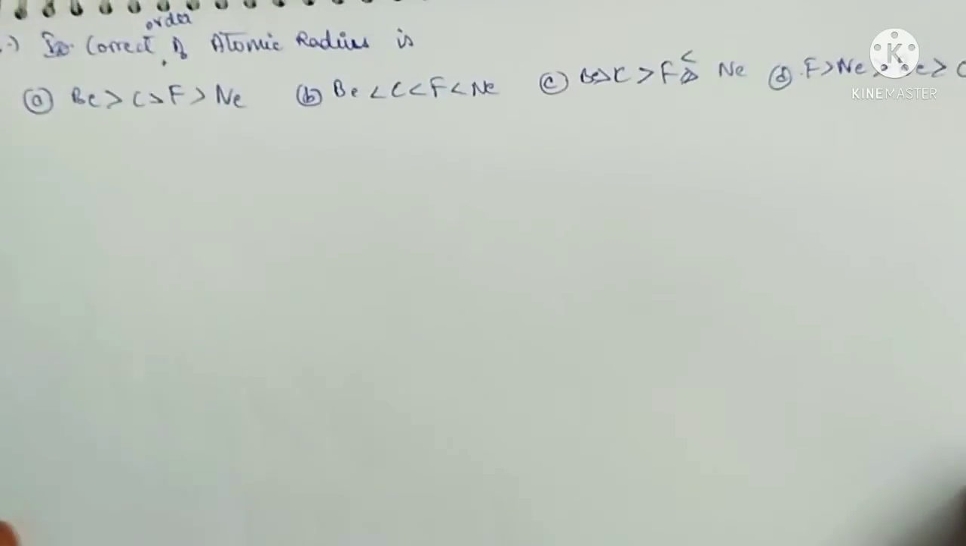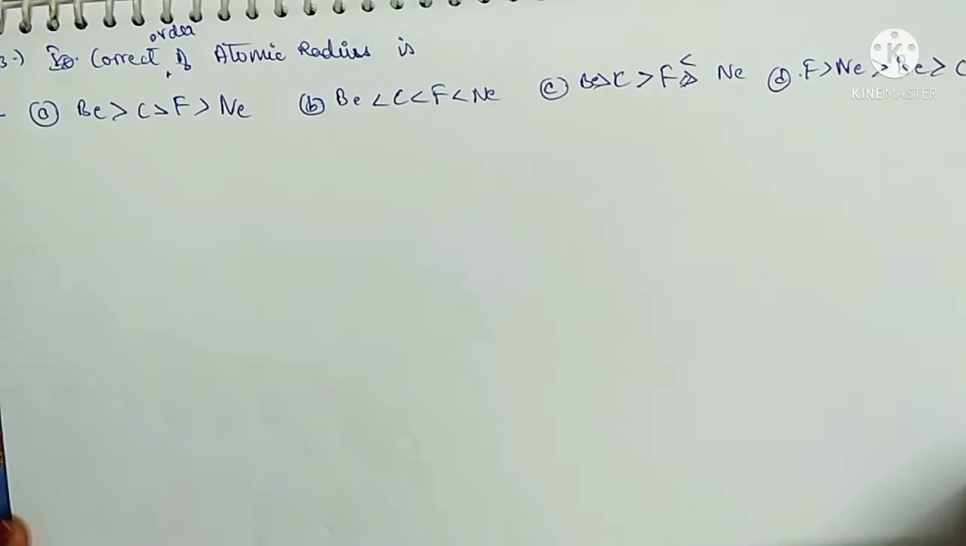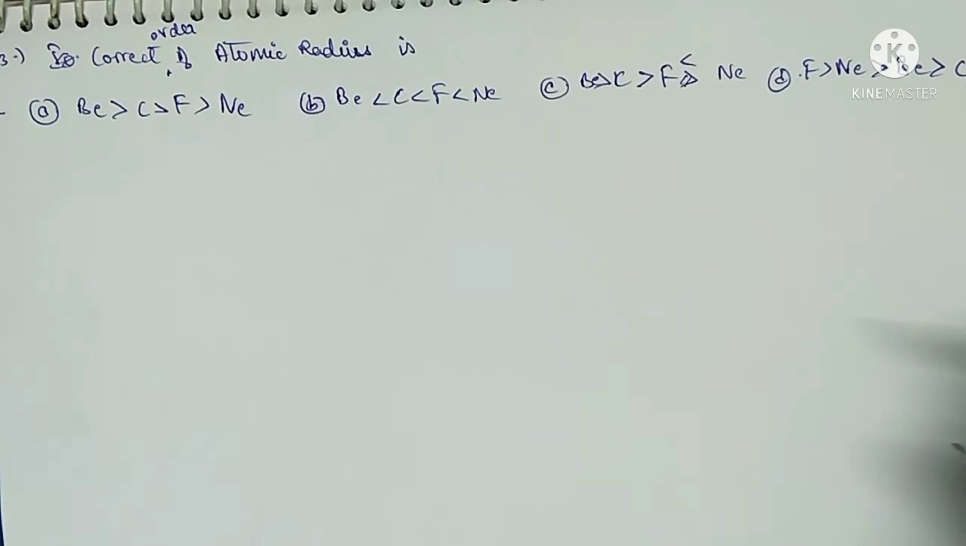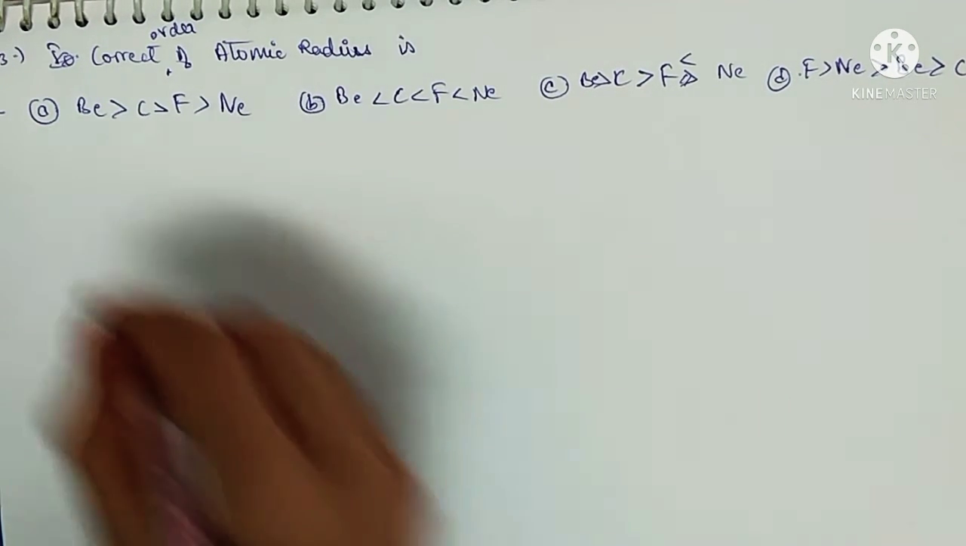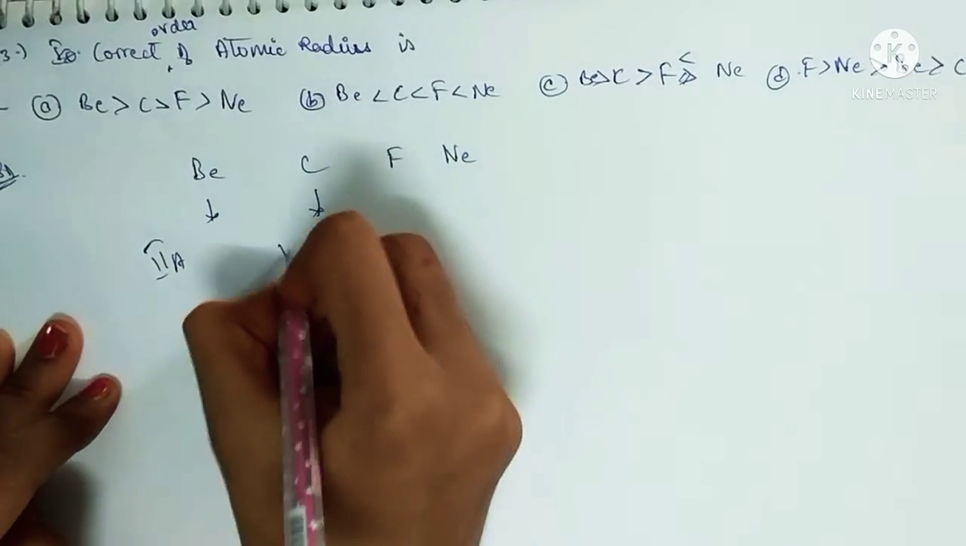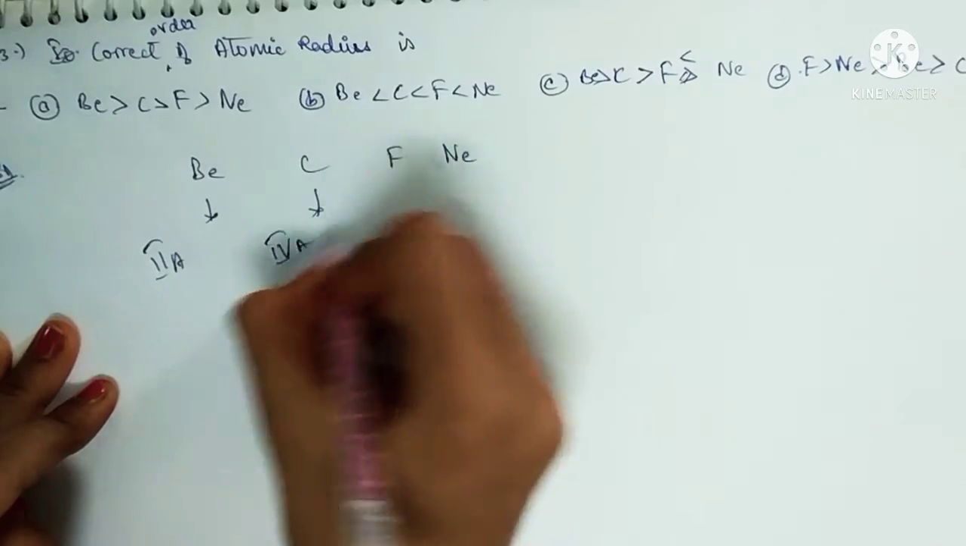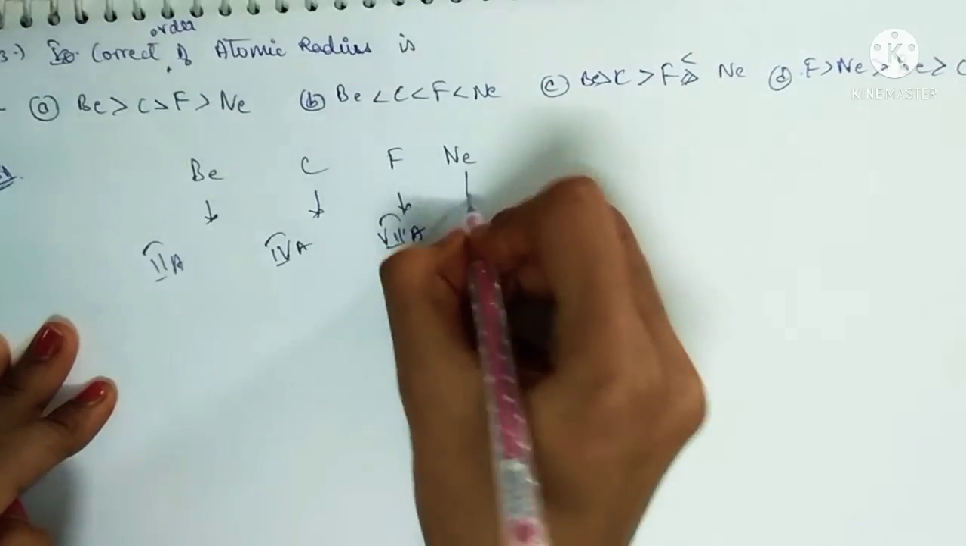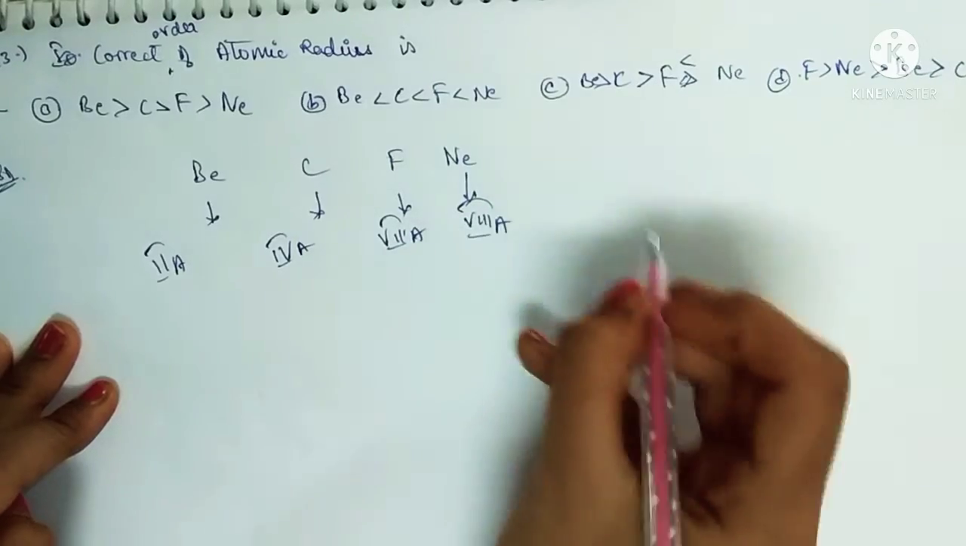Here is the third question in front of us. The correct order of atomic radius is: first option, beryllium greater than carbon greater than fluorine greater than neon. Second option is beryllium less than carbon less than fluorine less than neon. Third option is beryllium greater than carbon greater than fluorine less than neon. And fourth option is fluorine greater than neon greater than beryllium greater than carbon. The solution of this question is, here we have elements, and this is of second group, this is of fourth group, this is of seventh group, and this is of eighth group.